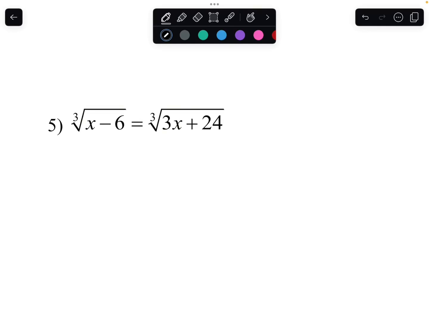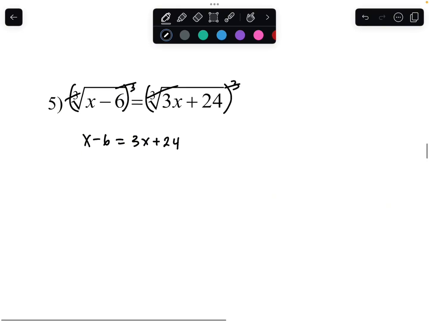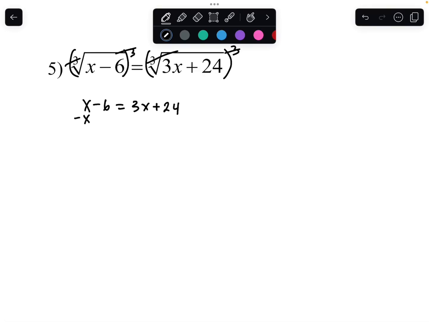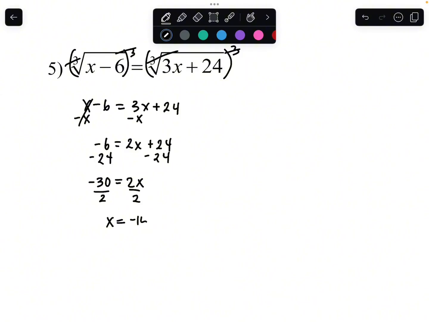In number 5, both sides have cube root, and so when we cube both sides, it leaves us with a linear equation to solve. And so get x's on one side, numbers on the other. And so divide by the 2, x equals -15.